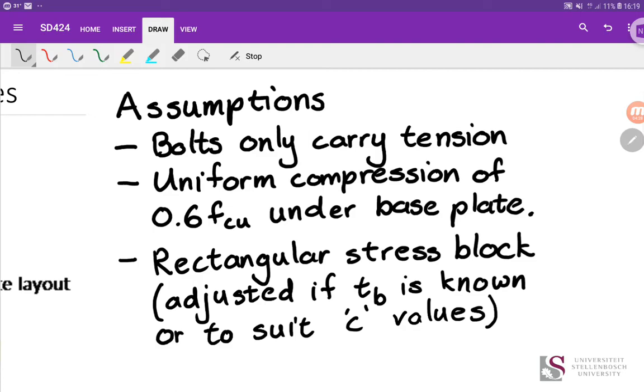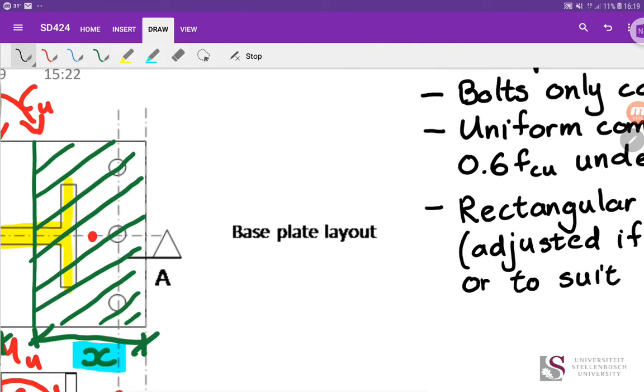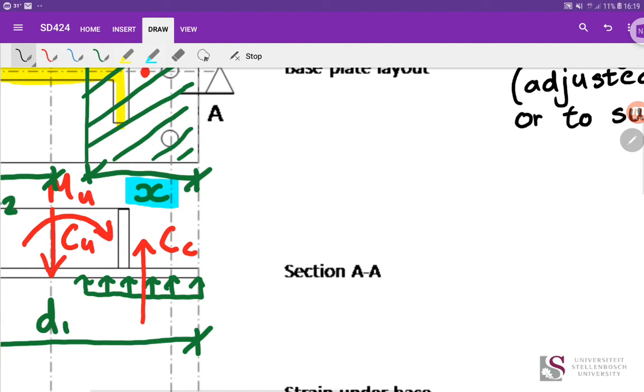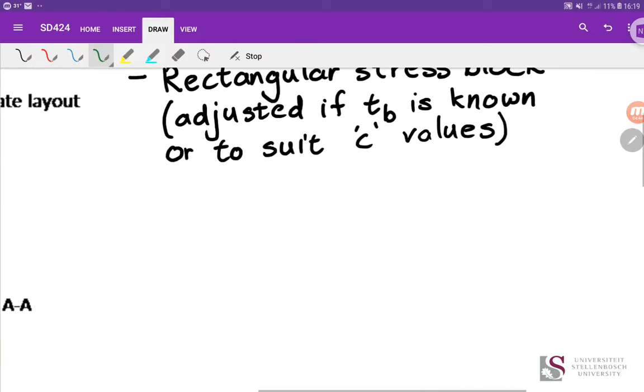The next thing is there's a uniform compression of 0.6 FCU, so 60% of the concrete cube strength under the base plate. So that is this hatched green value. So this value here is 0.6 FCU, so that's 60% of our concrete strength.